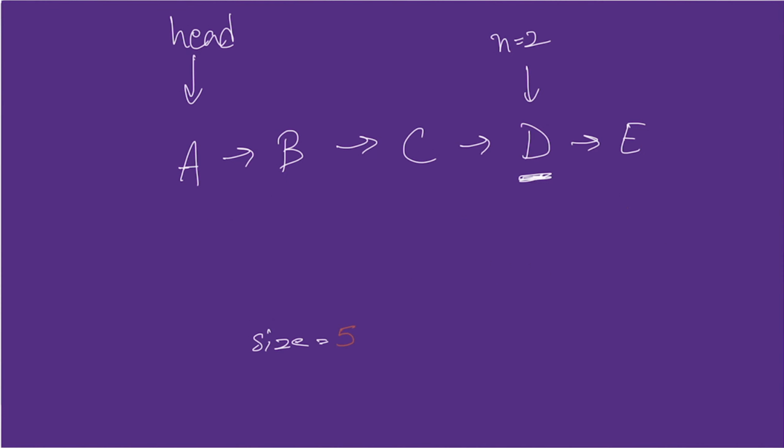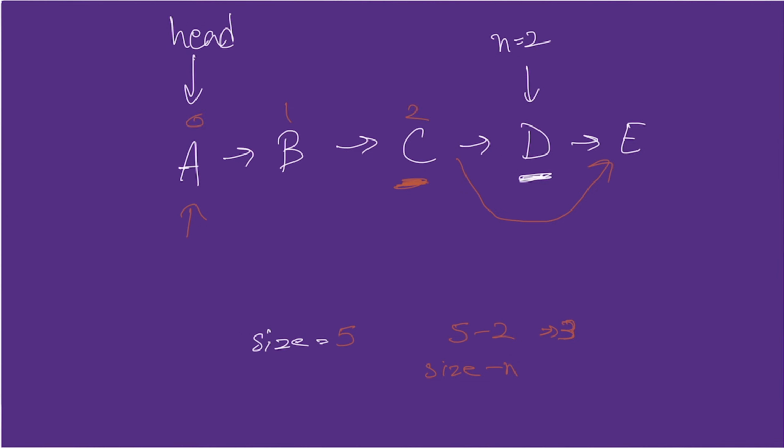Now, once we know that, we can determine the position of D from the beginning, which will be 5 minus 2, which is size minus n, which will give us 3. And now we should start another pointer, which should go until C. And we want that because we should be updating the next pointer of C, which currently points at D, to now start pointing at E. So we need to go one node behind the node that we need to delete. In this case, it's C, which is at position 2.